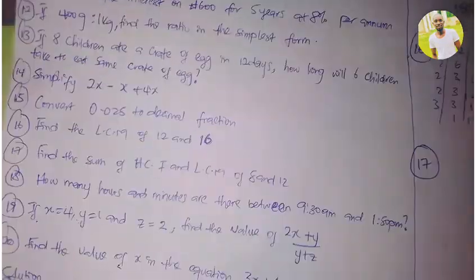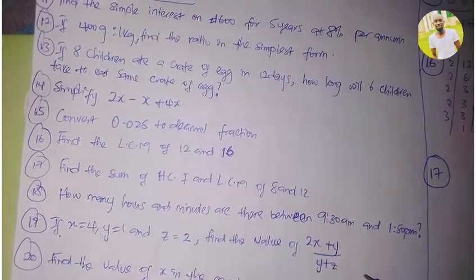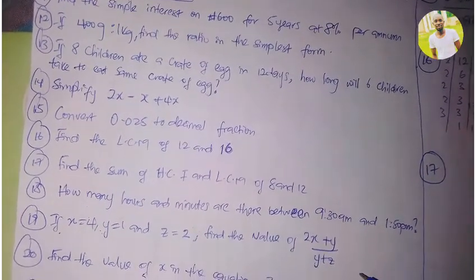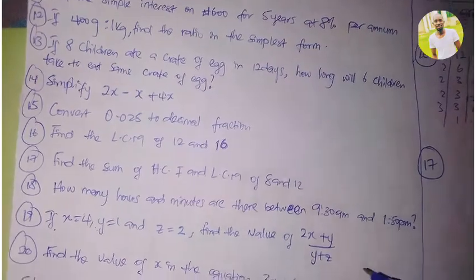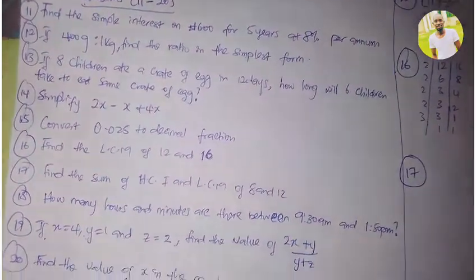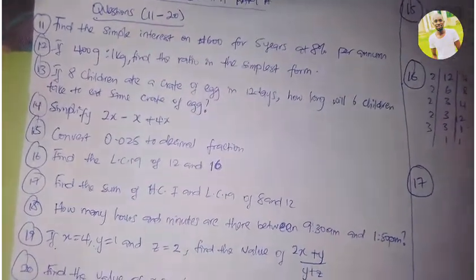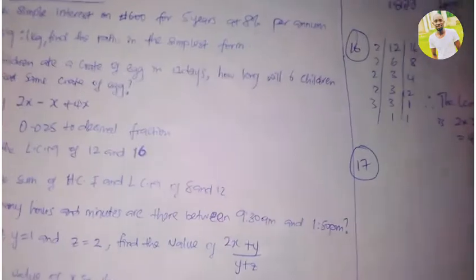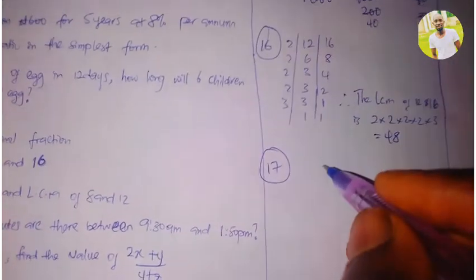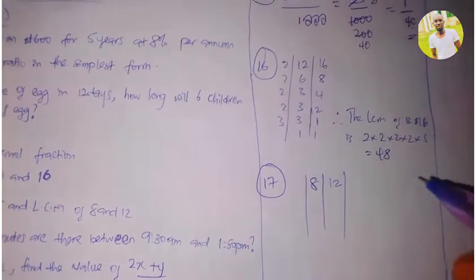Number 17 question says: find the sum of the HCF and LCM of 8 and 12. It means after finding the HCF of 8 and 12, and also finding the LCM of 8 and 12, we add them together. Find the sum of the HCF and LCM of 8 and 12. So let me do it like this.